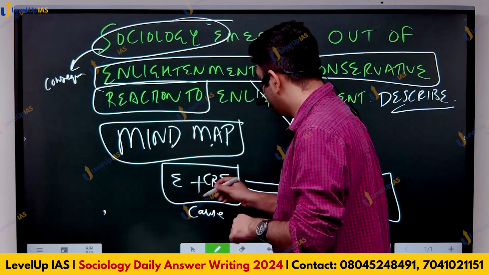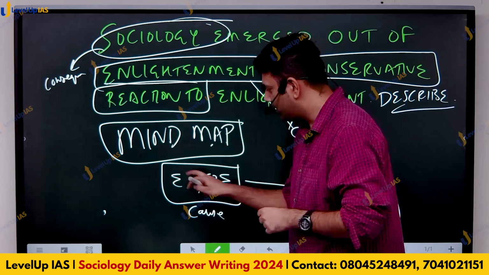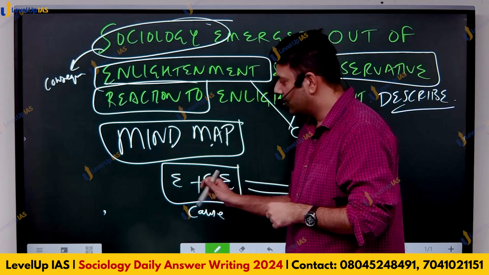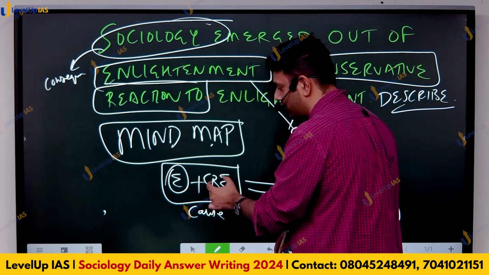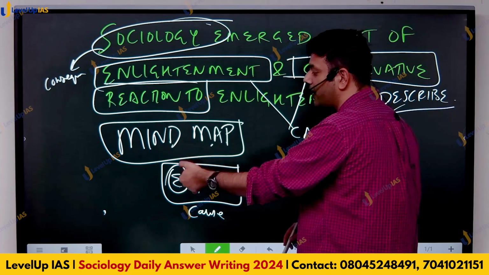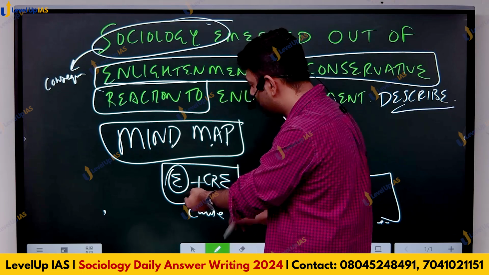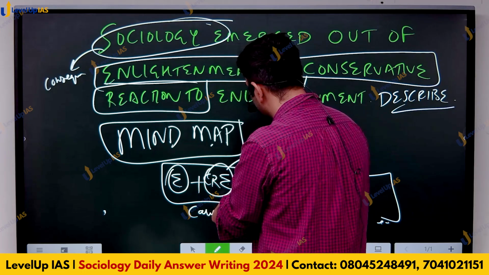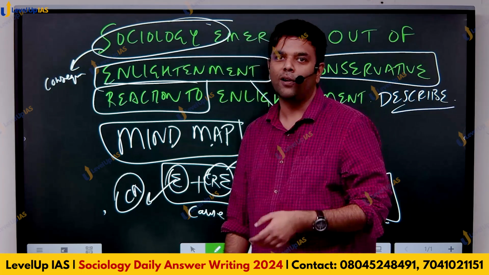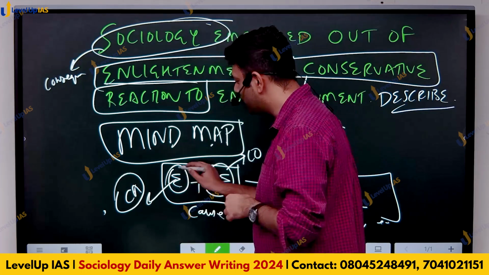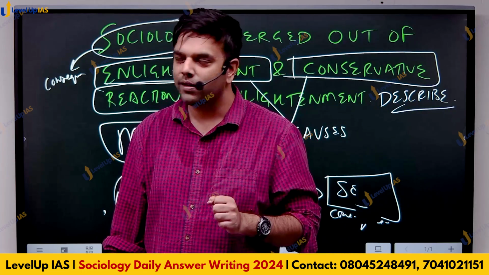Okay. Now I can further go for cause and effect in this E and CRE. Here the cause is enlightenment and the counter or conservative reaction to enlightenment is the consequence of the enlightenment. So this is again consequence and this is again cause. So now I finally got my right beginning. My beginning should be enlightenment. Did you get this point?